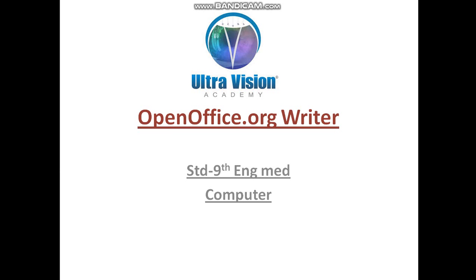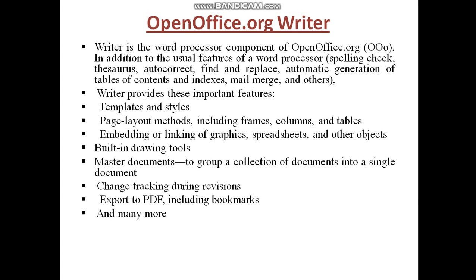Chapter number 9 is OpenOffice.org Writer. Okay, we all are aware of Microsoft Office. We use Microsoft Office in Windows, different versions, right? In Microsoft Office, there are different programs available like Microsoft Office Excel, Microsoft Office Impress, Microsoft Office WordPad. Microsoft Office is the same as OpenOffice. In OpenOffice, there are also different types of programs available.